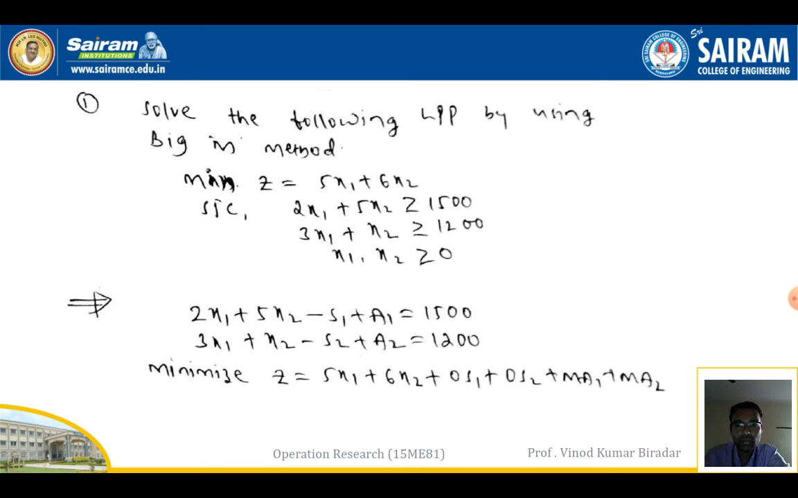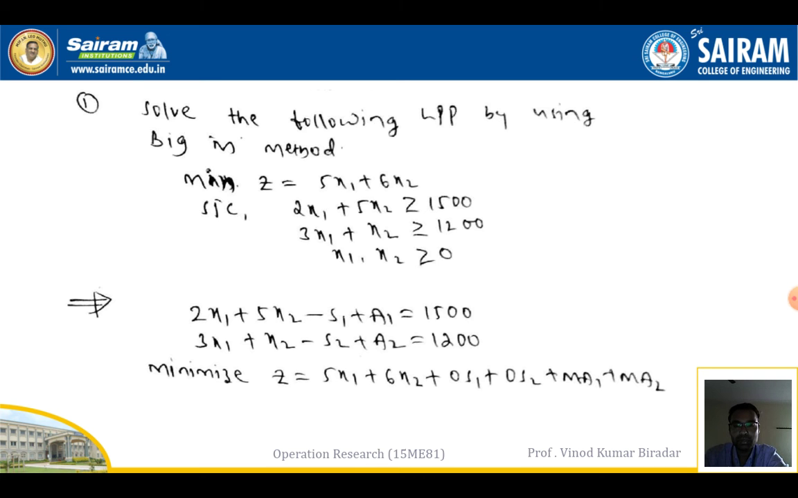So first you convert the given equations by subtracting the surplus variable and adding the artificial variable. I will repeat here. First equation: 2x1 plus 5x2 minus s1 plus a1 equal to 1500. Why are we putting minus? Because the sign is greater than or equal to. If it is less than or equal to, you add the plus sign. Minus s1 plus a1, where a is called the artificial variable, is equal to 1500, and 3x1 plus x2 minus s2 plus a2 is equal to 1200.